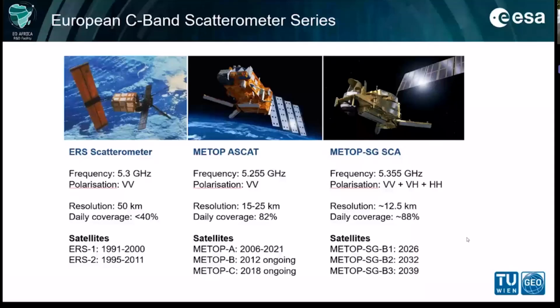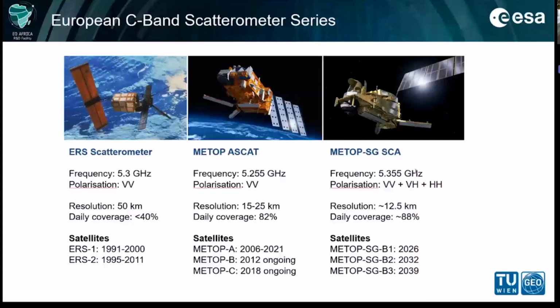If we look into the specification of those instruments, we see that we work here at C-band. The frequency is shifting a little bit, say from 5.3 gigahertz for the ERS scatterometer to 5.255 for the ASCAT to 5.3 for the METOP second generation SCA instrument. But this doesn't really matter in terms of our geophysical interpretation. So it's still the same signal. The differences we have are in how radio frequency interference effects impact our measurements.